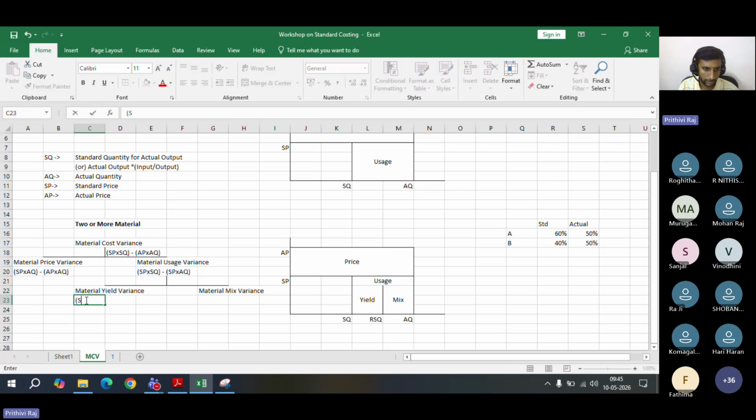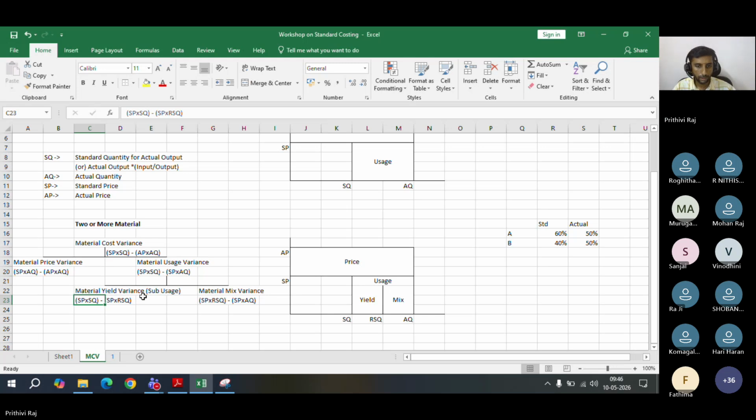The formula is SP into SQ minus SP into RSQ. What is RSQ? I'll tell you in some time. Now what is mix variance? SP into this box, RSQ, minus SP into AQ. SP into RSQ minus SP into AQ gives the mix. So if I sum yield and mix, you get usage variance. If I sum usage and price, you get cost variance. Okay. There is another name for yield variance. It's also called sub-usage variance. When there is a 2-mark question asking what sub-usage is, sub-usage is nothing but yield variance. Okay.